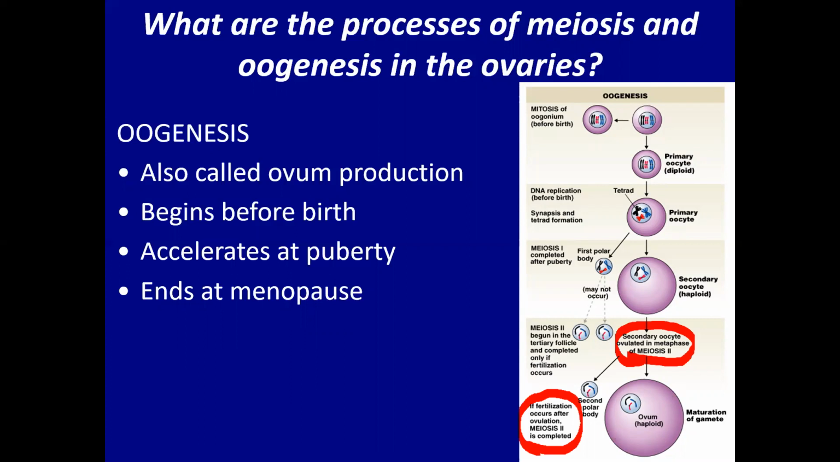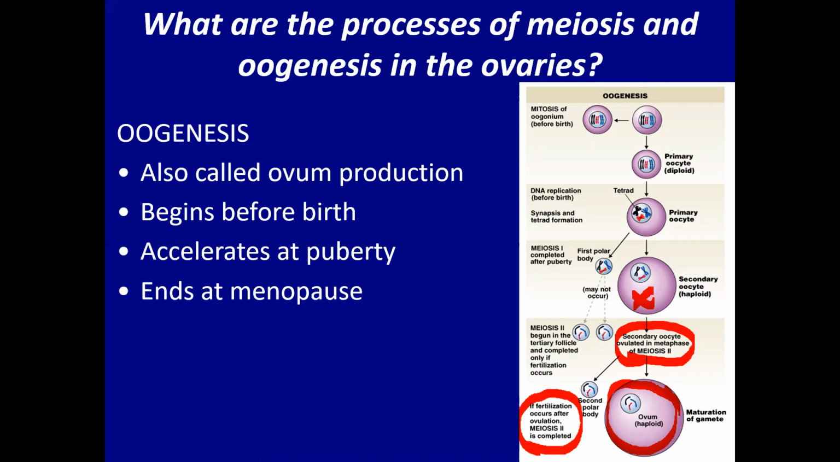Okay, so this secondary oocyte is this structure right here that I've just made an X on. And that secondary oocyte is what will become fertilized. If fertilization happens, then this structure is what is formed, but it already has been fertilized.